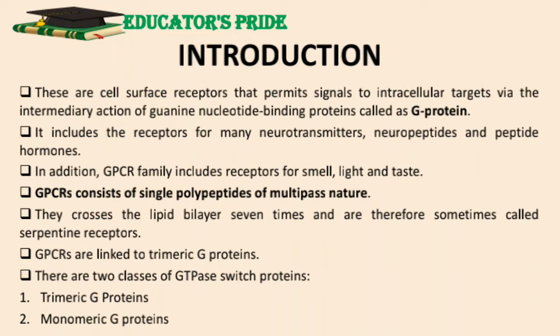G protein coupled receptors are linked to trimeric G proteins. These G proteins are GTPase switch proteins. There are two classes of GTPase switch proteins. First is trimeric G proteins and second is monomeric G proteins.